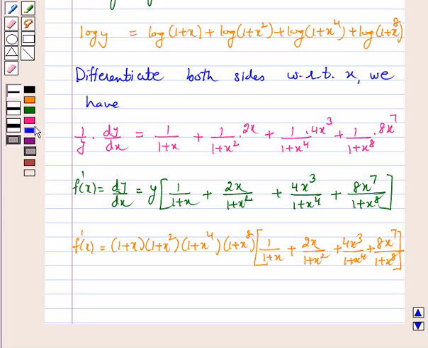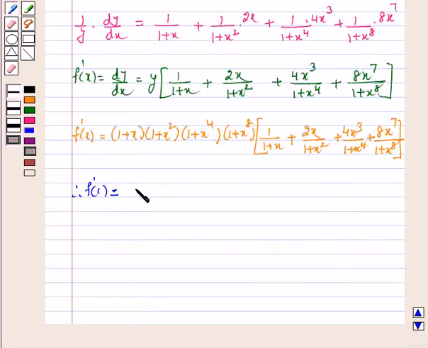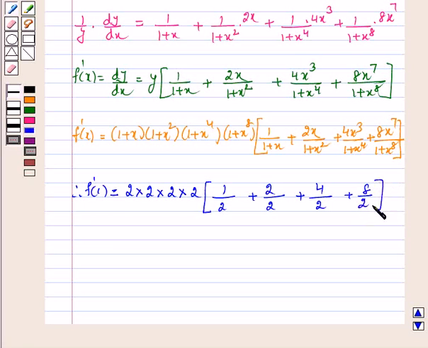Now, f'(1) is equal to, substitute the value of x equal to 1 in this derivative. We get f'(1) is equal to (1 + 1), this is 2, into (1 + 1²), that is again 2, into (1 + 1⁴), which is the same 2, into (1 + 1⁸), 2, into [1 over 2 + 2 over 2 + 4 over 2 + 8 over 2]. Therefore, f'(1) is equal to 16 into 15 by 2. So f'(1) is equal to 120.